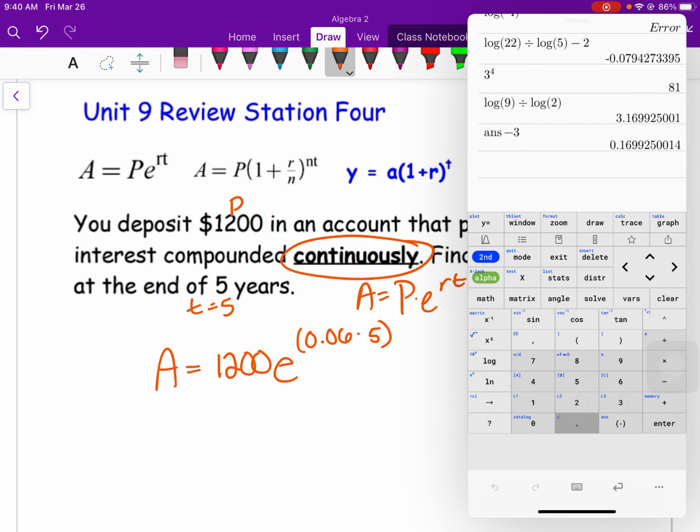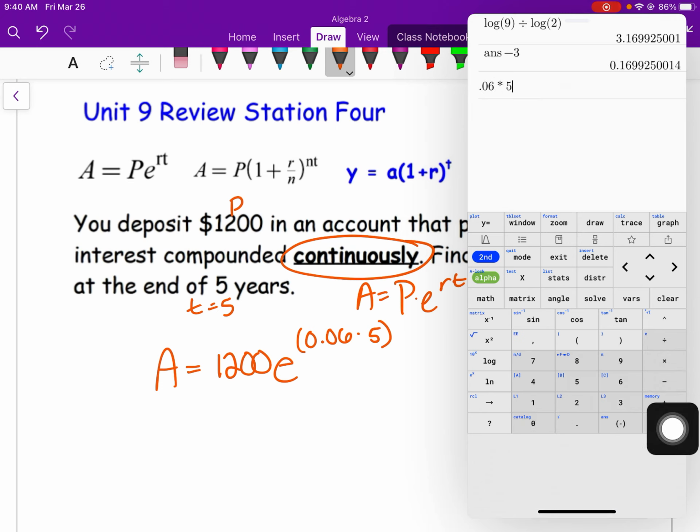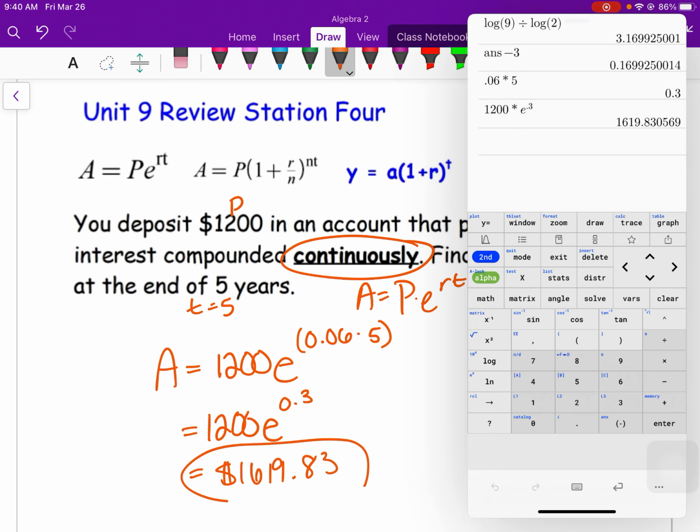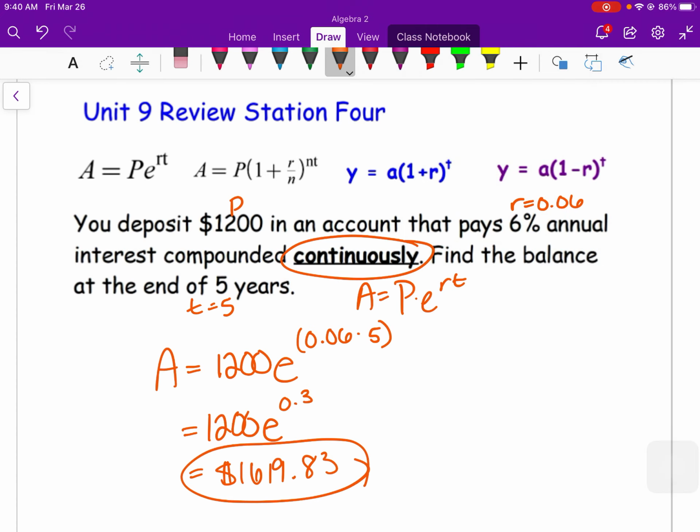So I would do the exponent first, 0.06 times 5, and then from there you should be able to plug it all into your calculator. So then 1,200 times, each calculator is different, so hopefully you know how to work your calculator specifically. So $1,619.83 after 5 years.